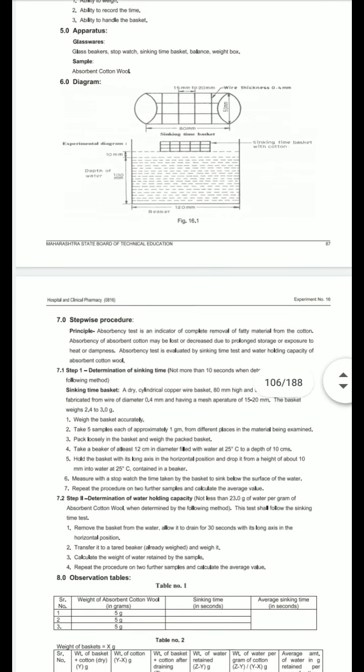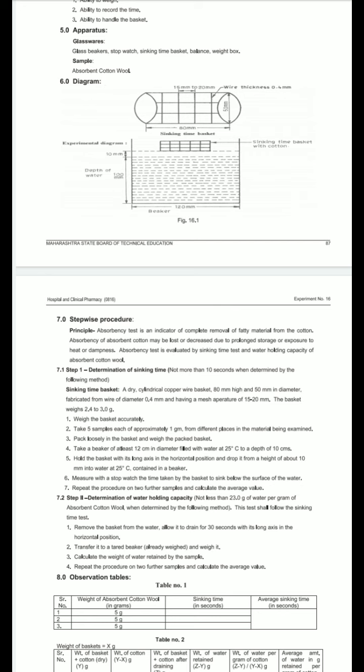Then stepwise procedure. Firstly, see the principle. Absorbency test is an indicator of complete removal of fatty material from the cotton. Absorbency of absorbent cotton may be lost or decreased due to prolonged storage or exposure to heat or dampness. Absorbency is evaluated by the sinking time test and the water holding capacity of absorbent cotton wool.